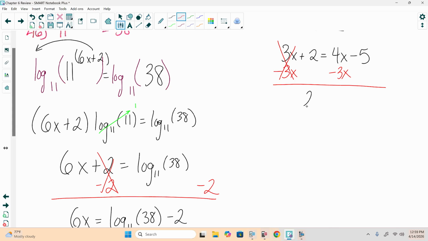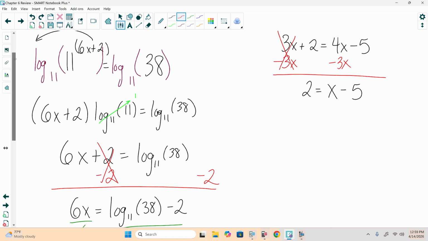3x minus 3x is 0, telling us 2 is equal to 4x minus 3x, which is going to be x minus 5. Then we would add 5 to both sides. Those would simplify, telling us x is equal to 7. That's it. There is no approximating. There's nothing we have to do with it. That's our final answer.